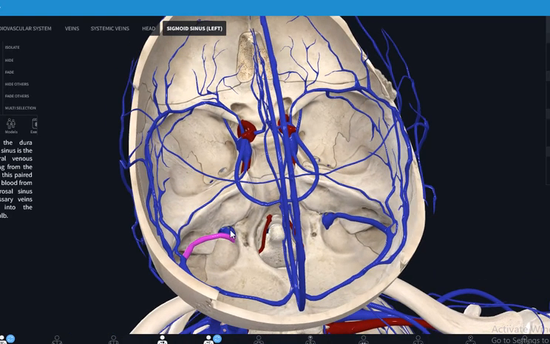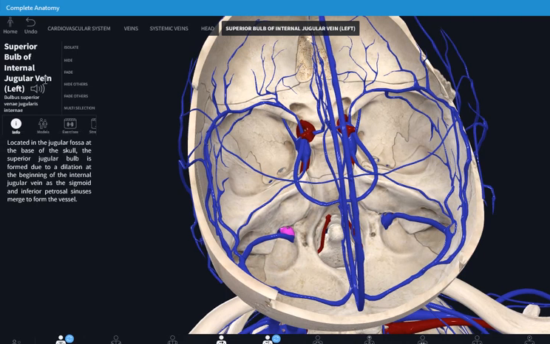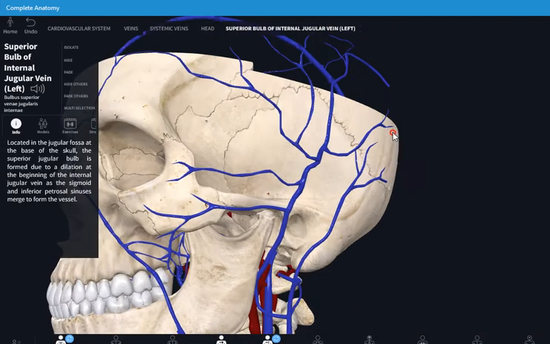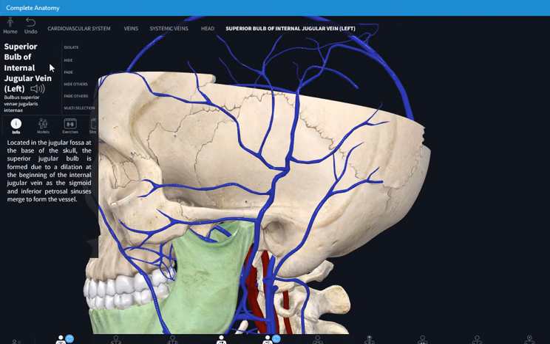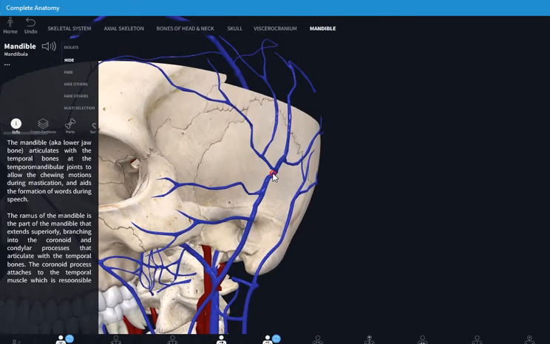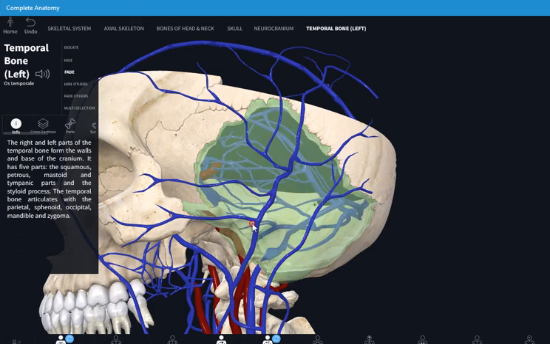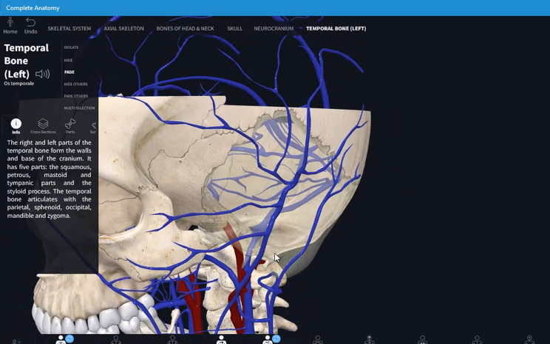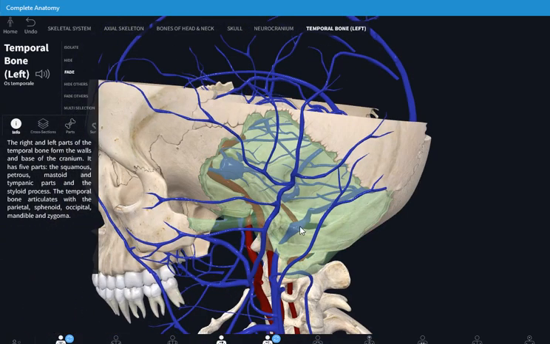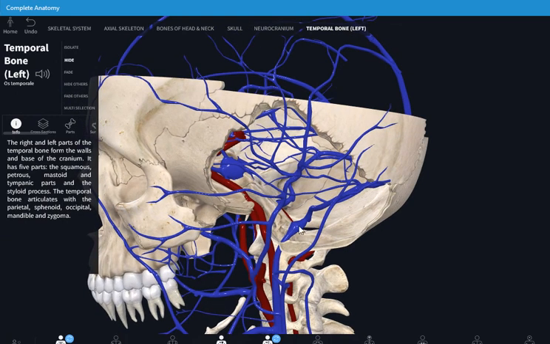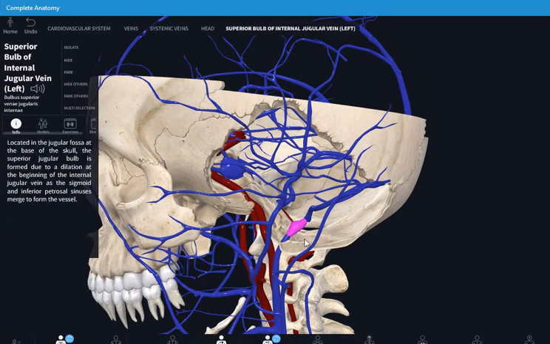So the sagittal sinus is going to give at the inferior portion now the superior bulb of the internal jugular vein. So let's see very well. Let's remove this bone. We hide this bone to visualize. I'll fade this one. So we have this. When it comes down, you have this other bone here. So let's hide. So we have this bulb here. So we have the superior bulb of the internal jugular vein.